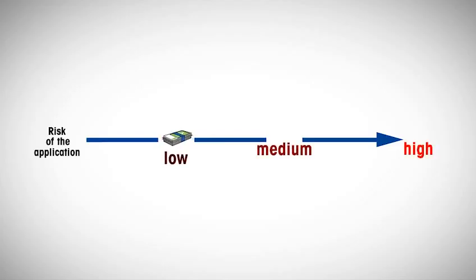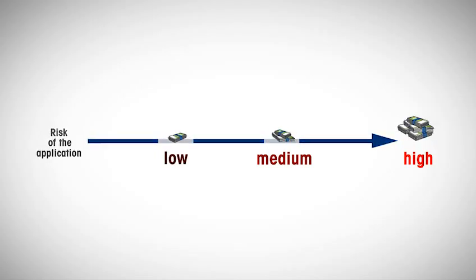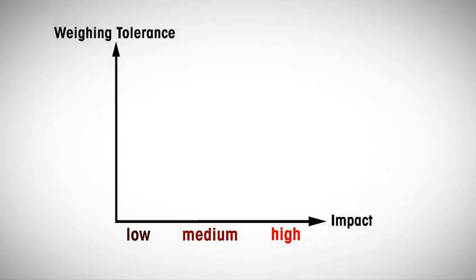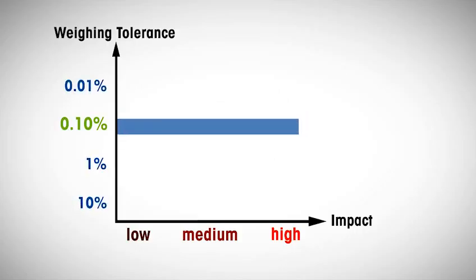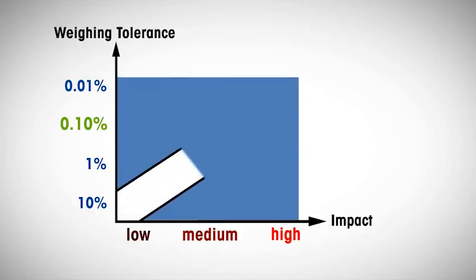With low having none or little consequences on product quality or costs, and high meaning that a drug could be ineffective or toxic. The second axis is the required weighing tolerance. If the application is subject to the requirements of USP 41, the weighing tolerance is preset to 0.10%, as we have learned before. For applications outside USP 41, however, the weighing tolerance is defined by the process tolerance.